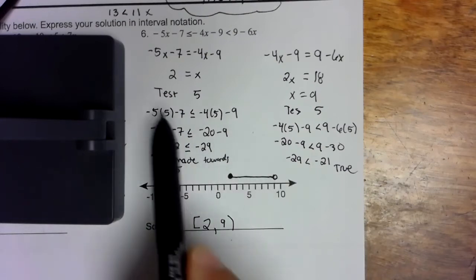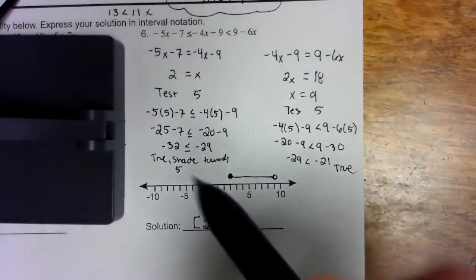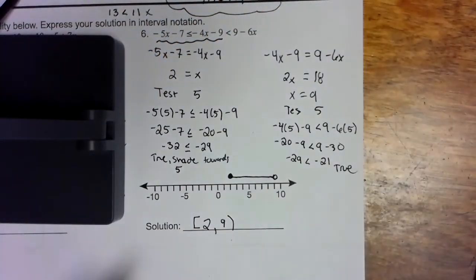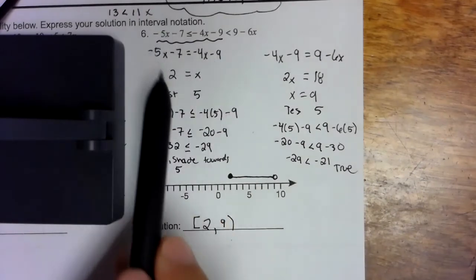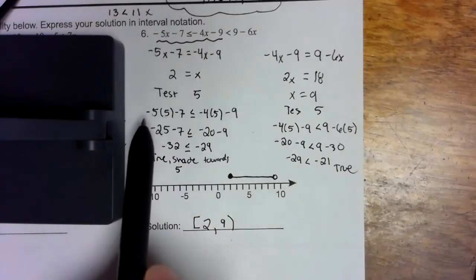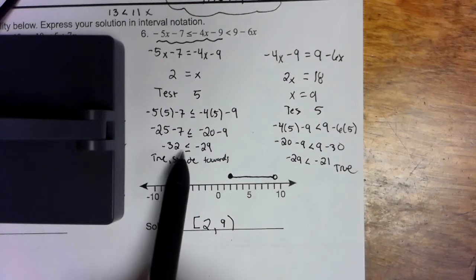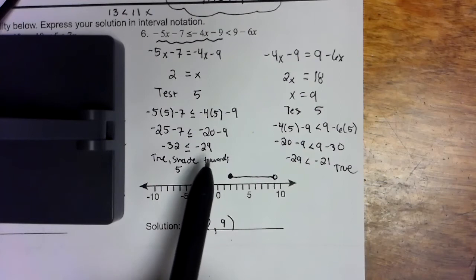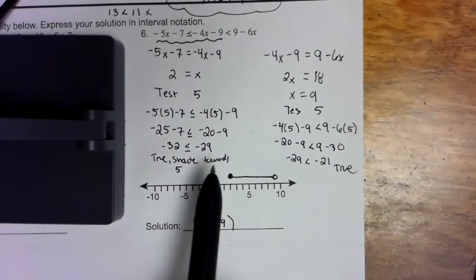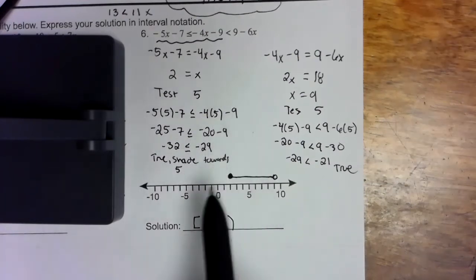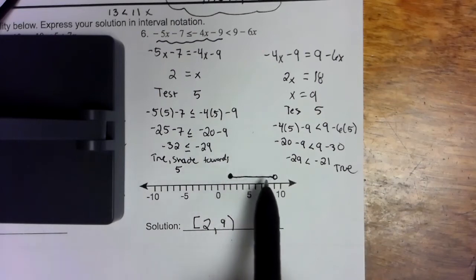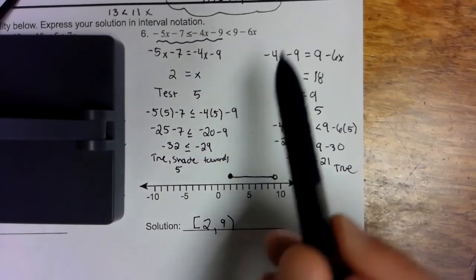So when I plug in 5, we're plugging it into the original inequality. So the left side here is really what I'm plugging it into. Each x is switched out for 5, and I get negative 25 minus 7, which is negative 32. Is it less than or equal to, after we simplify the right side, negative 29? And that's true, right? Negative 32 is less than negative 29, telling me to shade to the right. So as I shade to the right, that looks like we're going to connect it, but we're going to make sure that it is also true for the other side of the inequality.